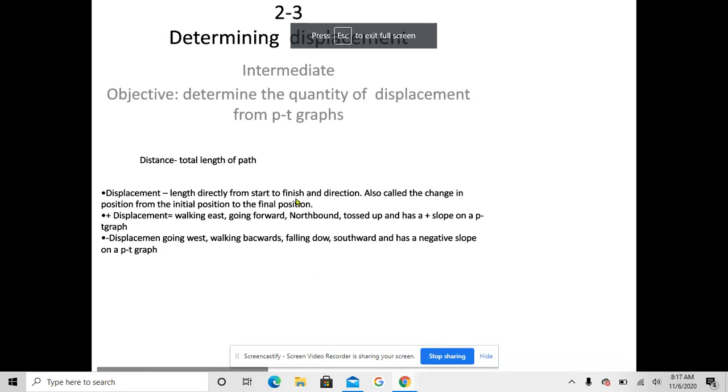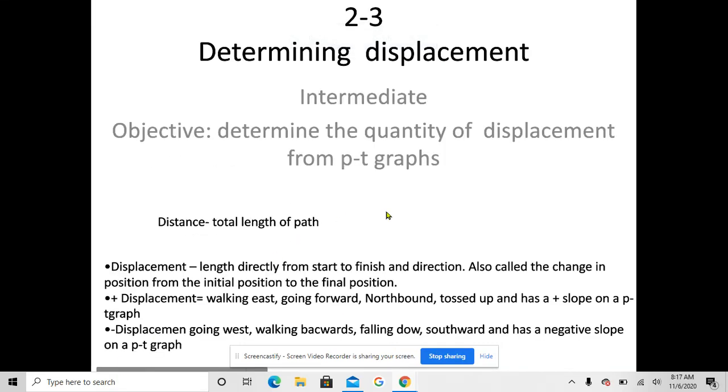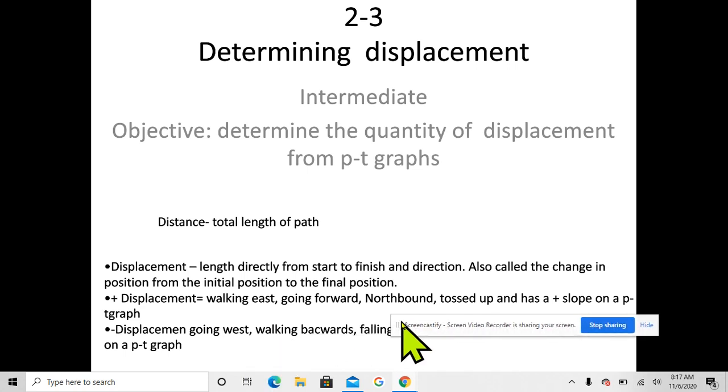Alright, so I'm going to look at determining displacement. And just like we did the story problems where we had a bug going from the 6 centimeter line to the 3 centimeter line, or those ones where we had pictures with a number line, we're going to do the same thing, but we're going to get information off a graph.